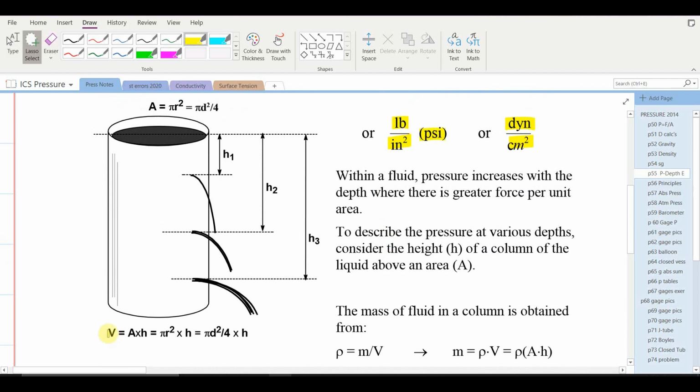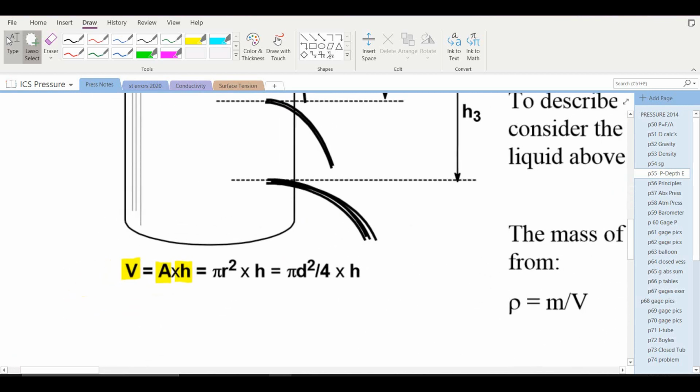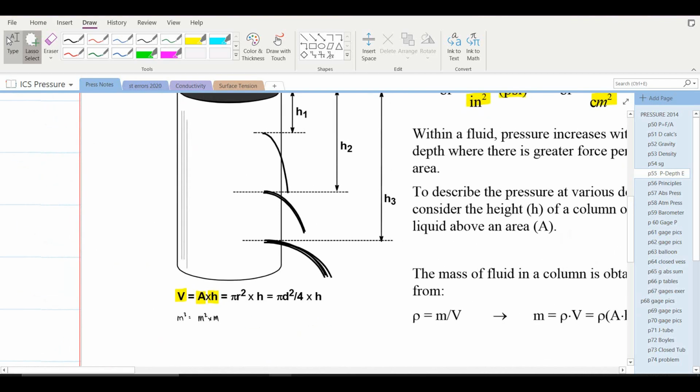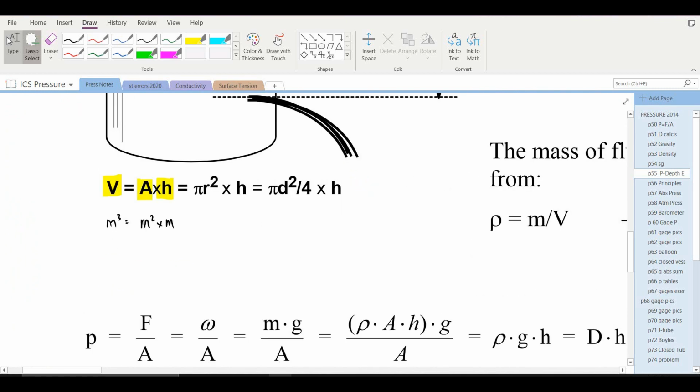Now, the volume of liquid in a container can be calculated as area times height, right? For example, square meters times meters would be cubic meters. A times H. Now if the container is round, the area can be calculated as pi r squared. We'll most commonly encounter the equation pi d squared over 4. Do you know where that comes from? Pi r squared is the area of a circle, and we can write the radius as the diameter divided by 2, and then square that. That'll be pi d squared over 4. In most engineering applications, the diameter is given more than the radius, so pi d squared over 4 is a more convenient formula for calculating area.